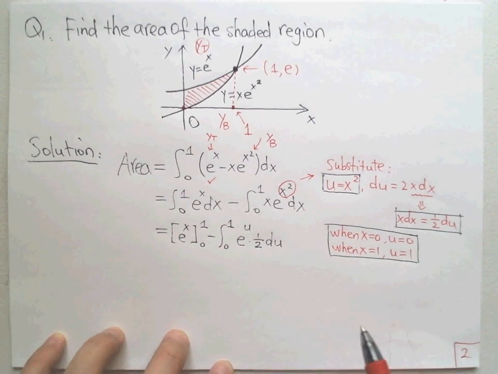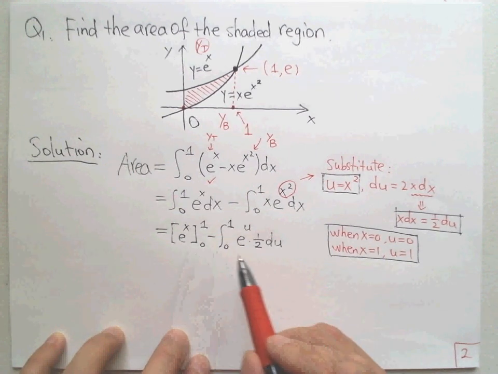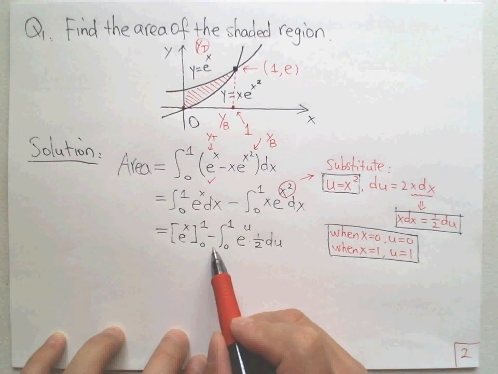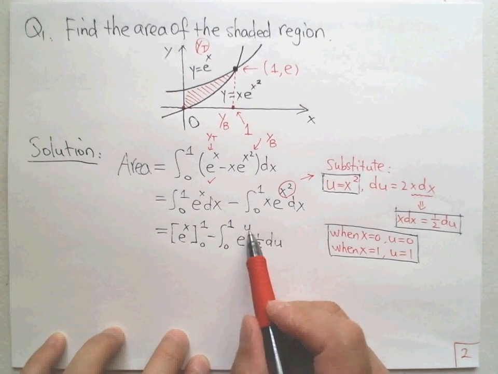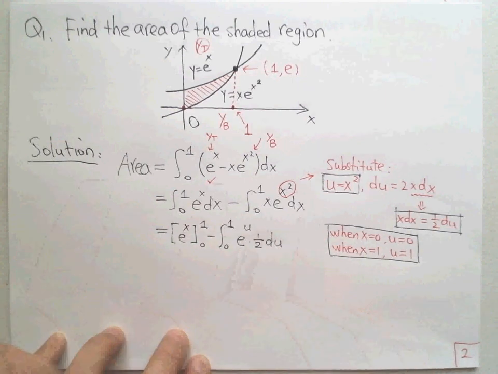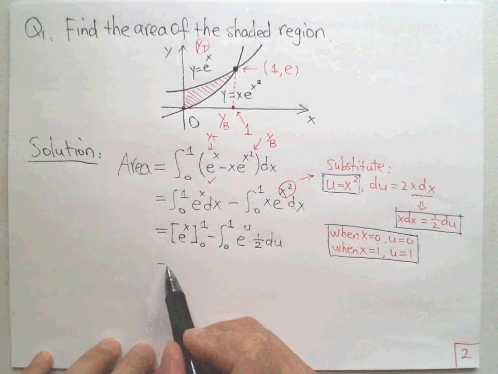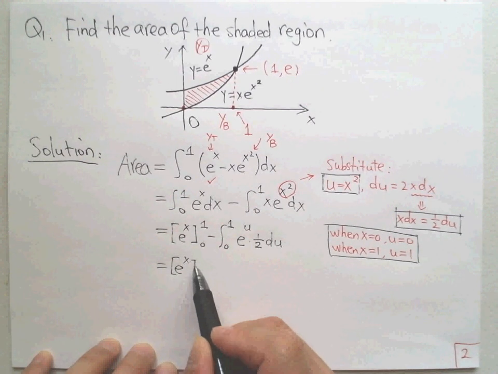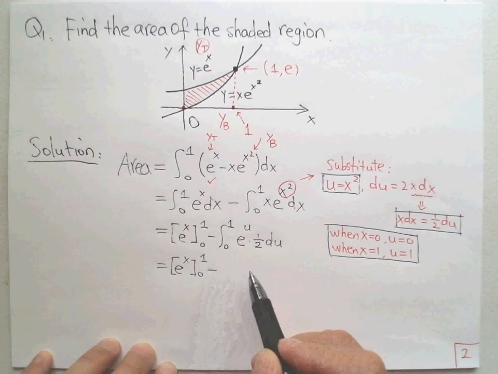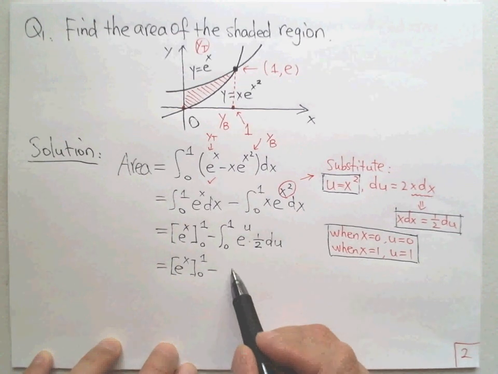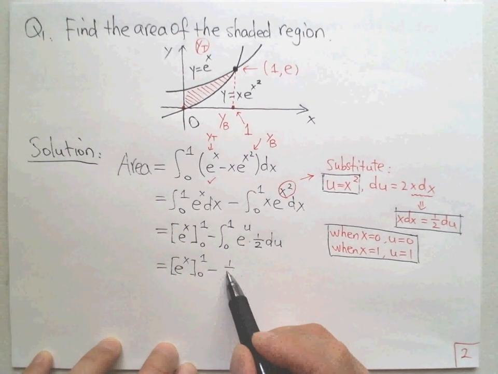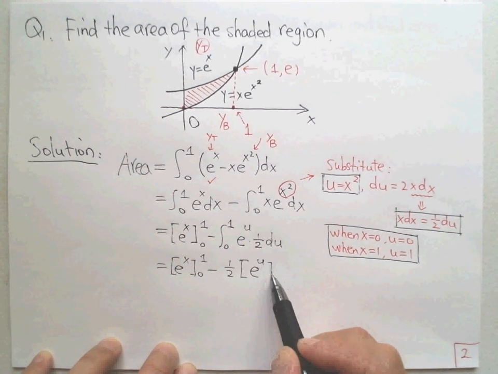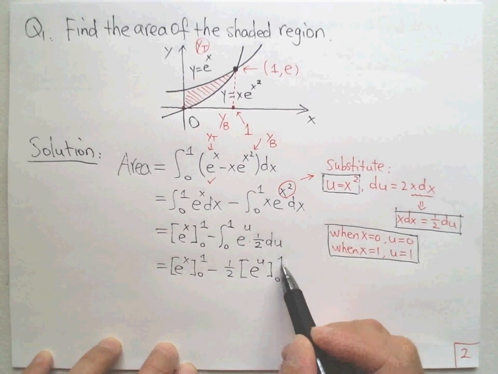We have the first one ready. For the second one, the 1/2 we can take out, and we know the antiderivative of e raised to the u. So the first one I just keep, from 0 to 1, and minus 1/2 times e raised to the u itself, and then we find the difference between 0 and 1.